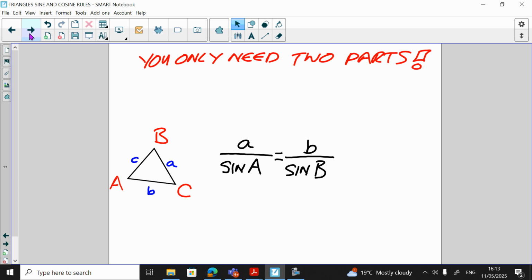Okay, but like it says here, we actually only need two parts, because within all of the questions involved, usually you're given three bits of information and you only have to work out the fourth. And it doesn't matter which letters you use here, as long as you know what is a side and the corresponding angle opposite.